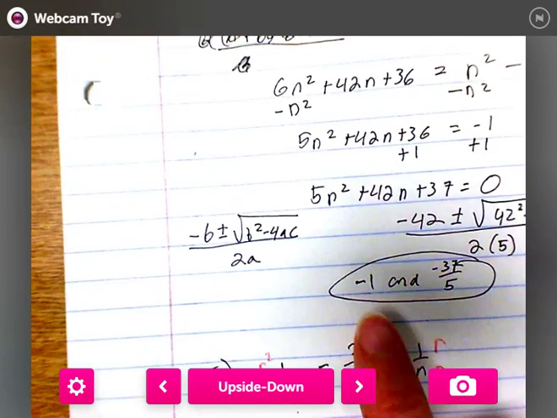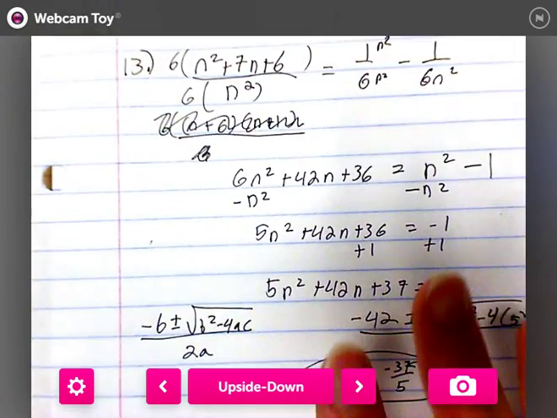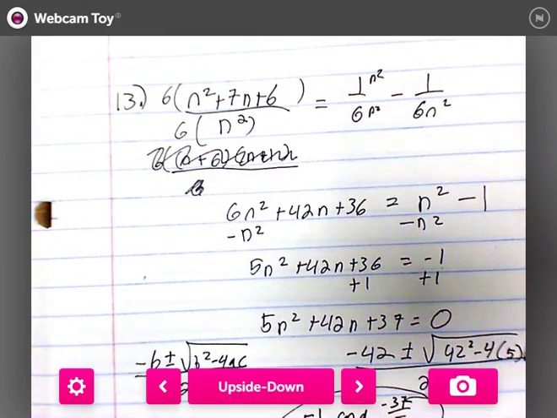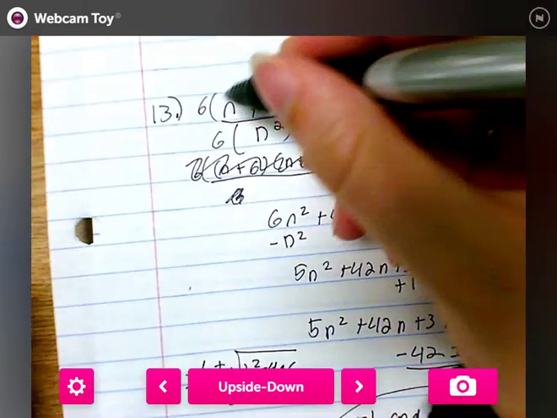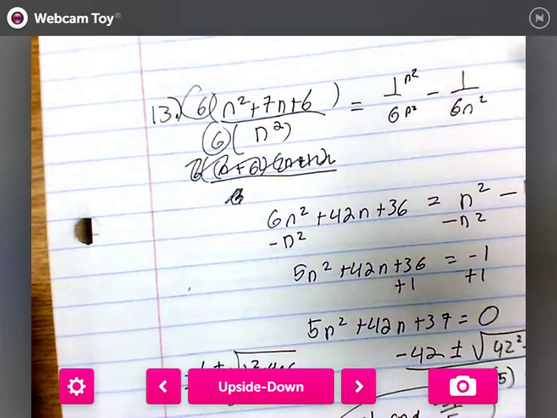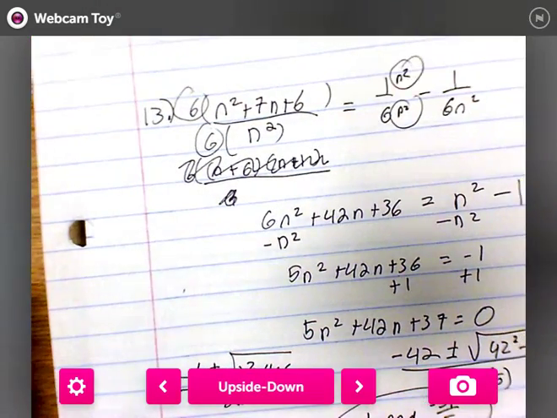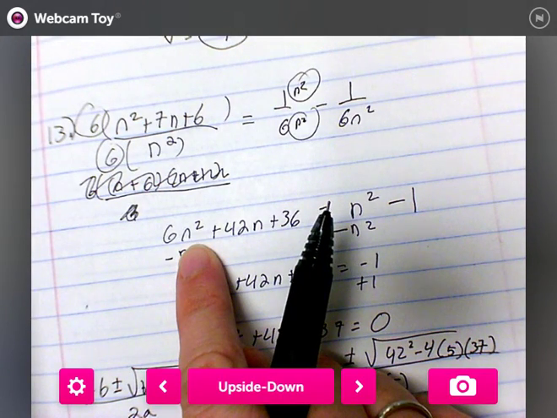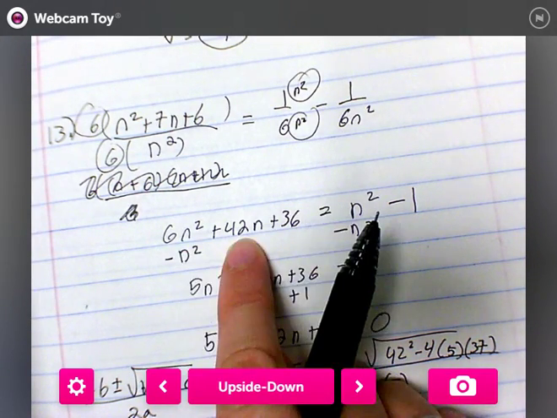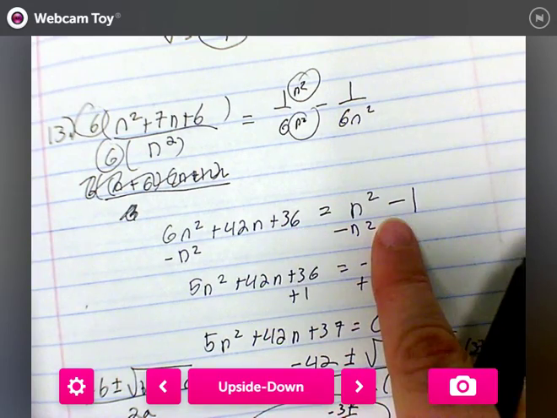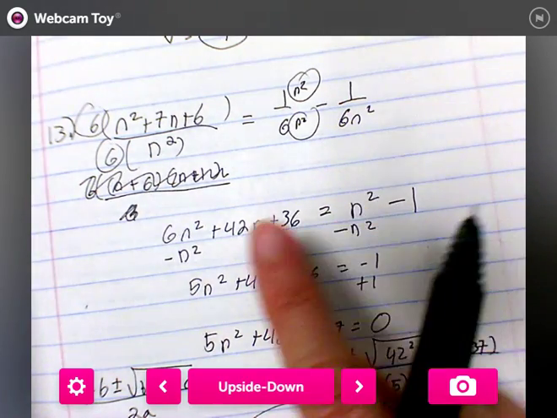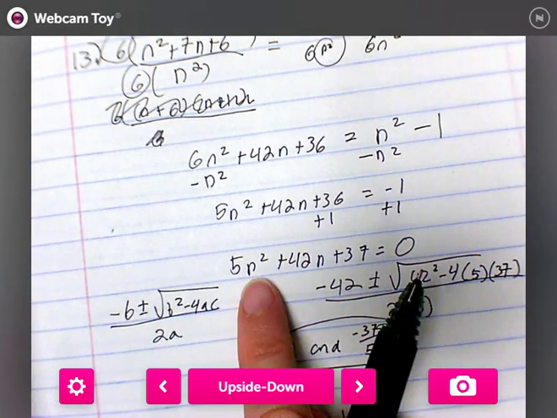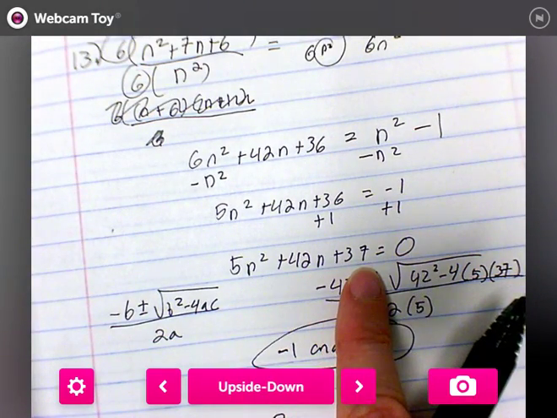So, number 13. First thing, we're going to have to make the bottoms the same. So I multiplied this by 6, and I multiplied this by n squared. This ends up giving me 6n squared plus 42n plus 36 equals n squared minus 1. I subtract n squared from both sides. I add 1 to both sides. I get 5n squared plus 42n plus 37 equals 0.